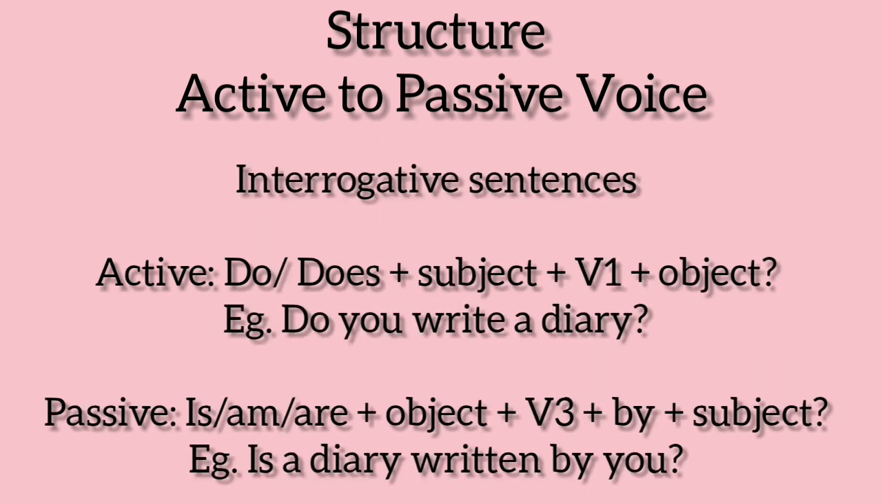When we change interrogative sentences into passive voice, the structure will remain as is, am, or are plus the object plus the verb in the third form plus preposition by, and then we will add the subject followed by the question mark. If the sentence in active voice is do you write a diary, the sentence in passive voice will be is a diary written by you.